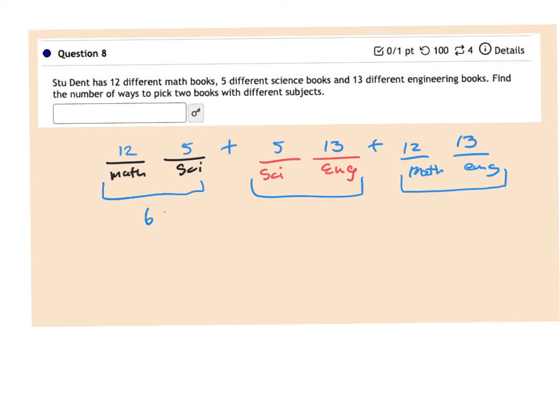So that would be 60 plus 65 plus 156. And when you add all those together, you should get 281.